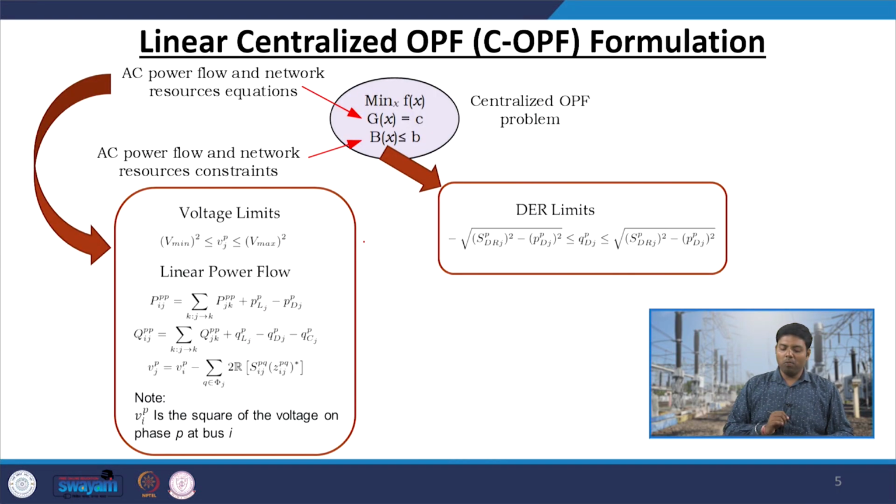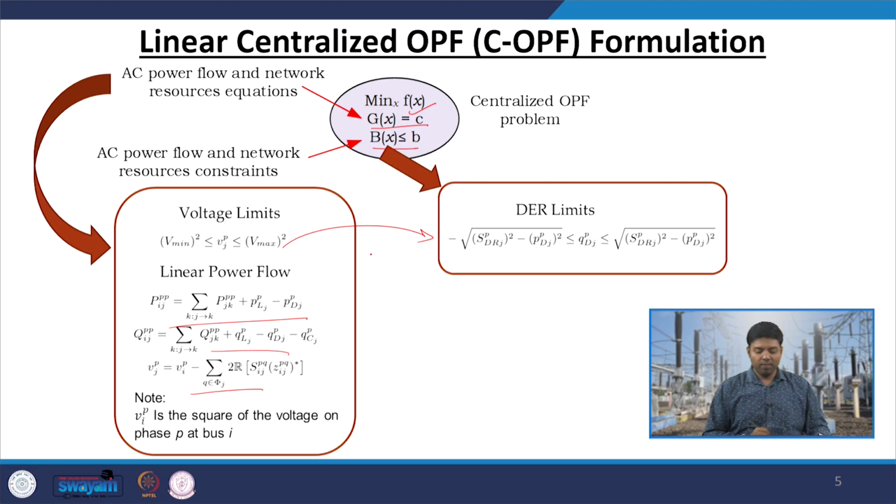So, this is the formulation of a linear centralized OPF problem, where you will take an objective function, you have the equality constraints and you have the inequality constraints. The equality constraints will be your power flow constraints and the voltage constraints, and the voltage limit will go to the inequality constraints. So, you have your DR limits and the voltage constraints.